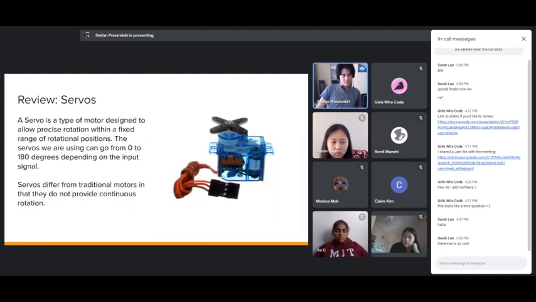And then we go on to our good buddy, the servo, which is simply a type of motor that will allow precise rotation within a fixed interval. For example, 0 to 180 degrees. They're different from our traditional motors. They do not provide continuous rotation. Speaking of which, next workshop we will be getting into the more traditional motors, the ones that will allow more continuous rotation.